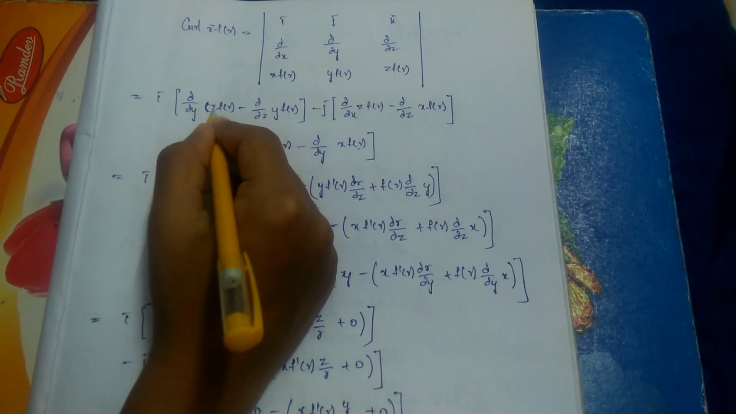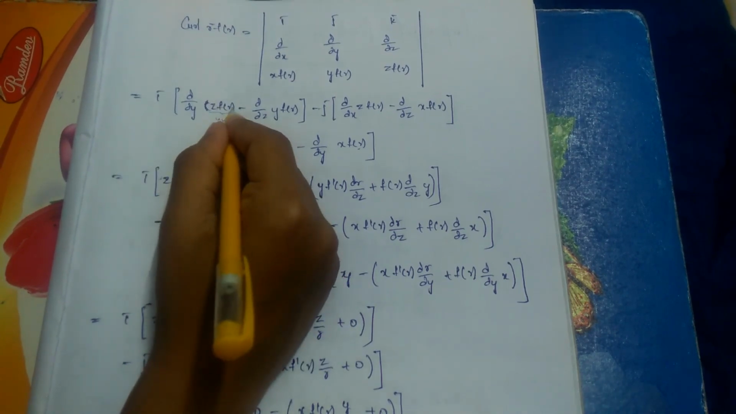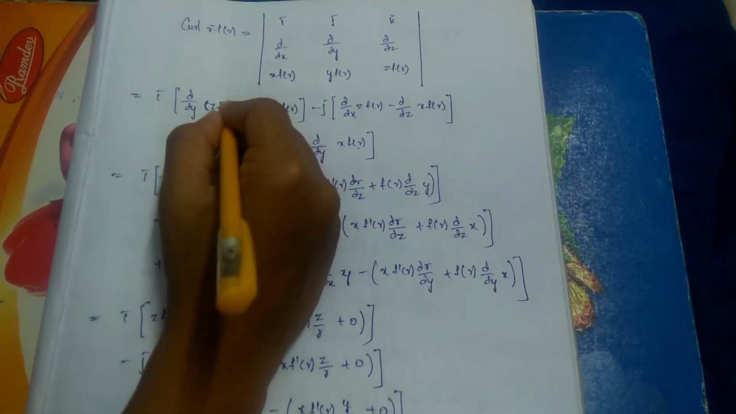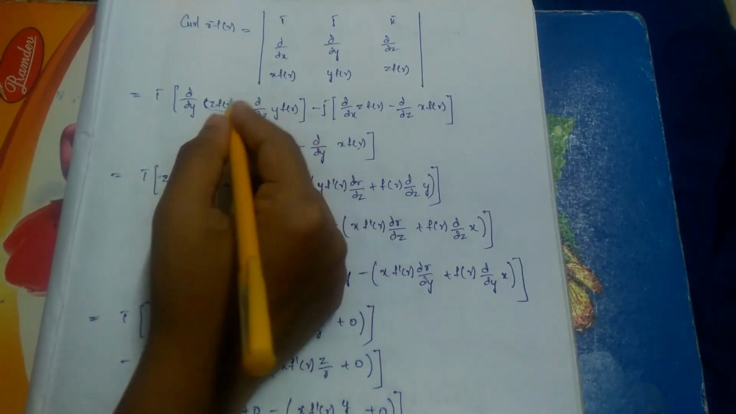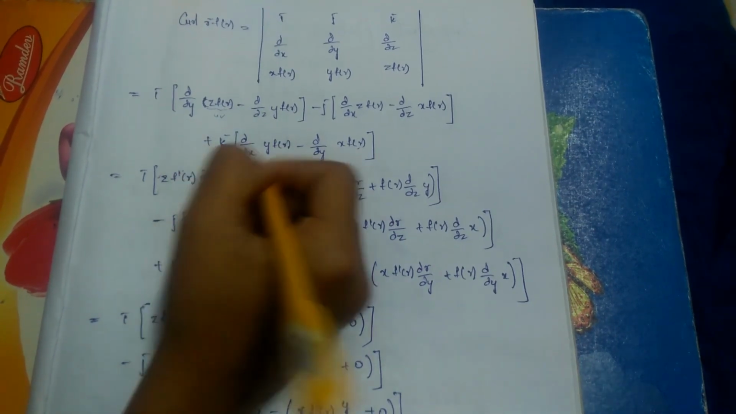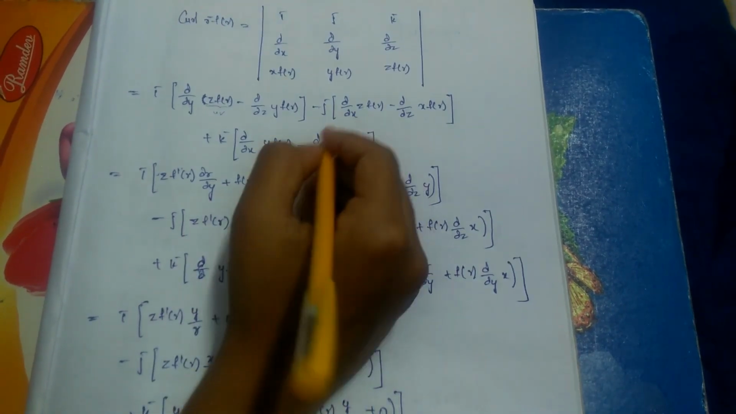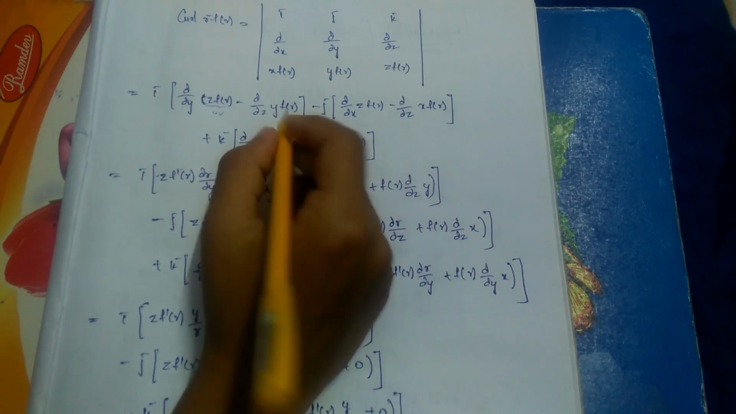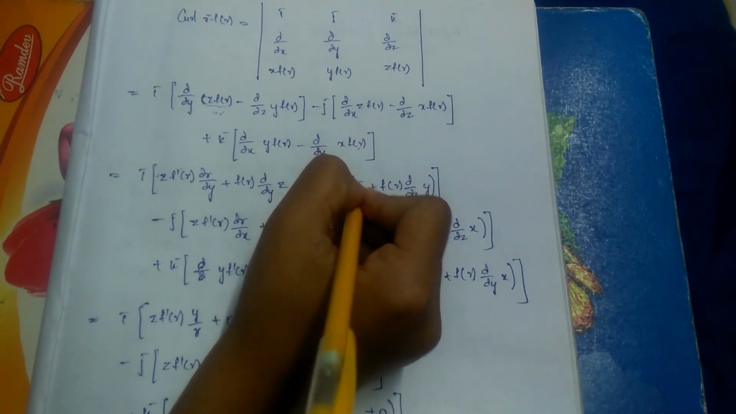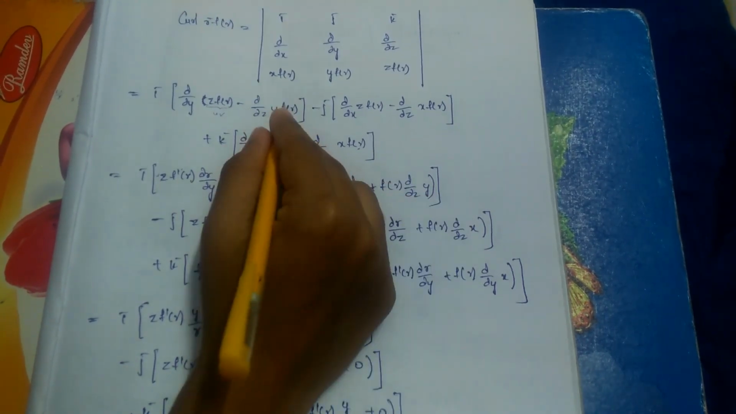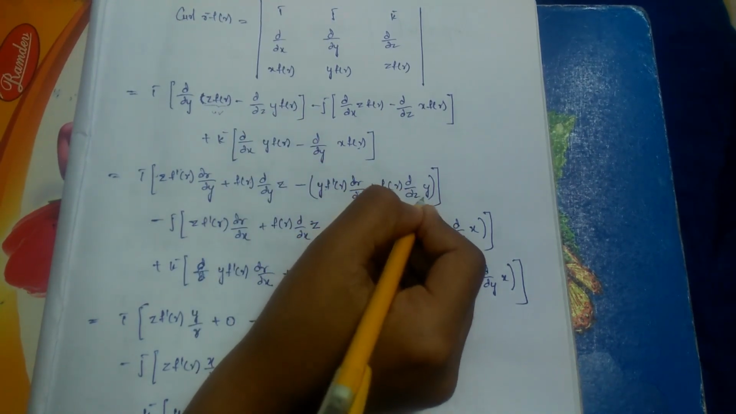Here the first z will be constant. Here also we should apply the UV method. So first z is constant and the differentiation of f of r is f dash of r, and the inside function r is also differentiated, so we get dou r by dou y, plus the second function f of r into the differentiation of z with respect to y, so dou z by dou y. Minus the second term, that is y into f dash of r into dou r by dou z, plus f of r into the differentiation of y with respect to z, so that is dou y by dou z.